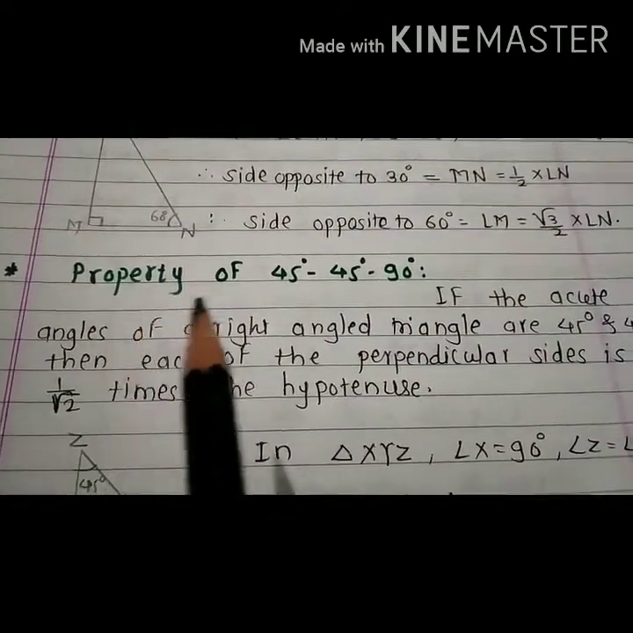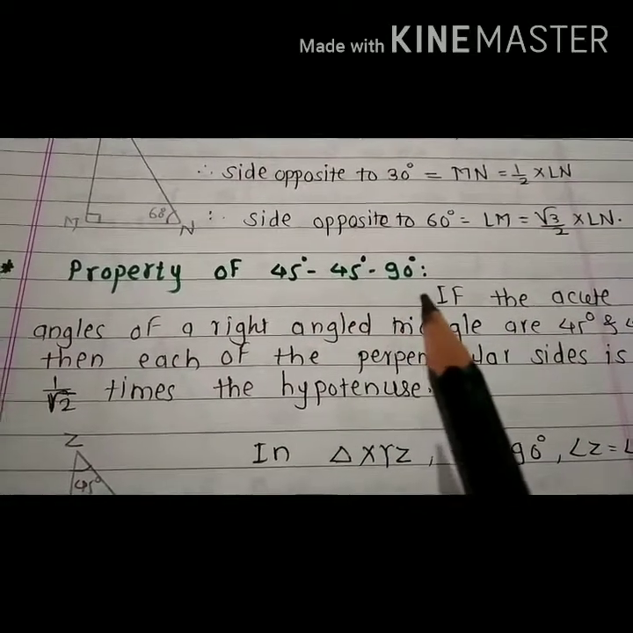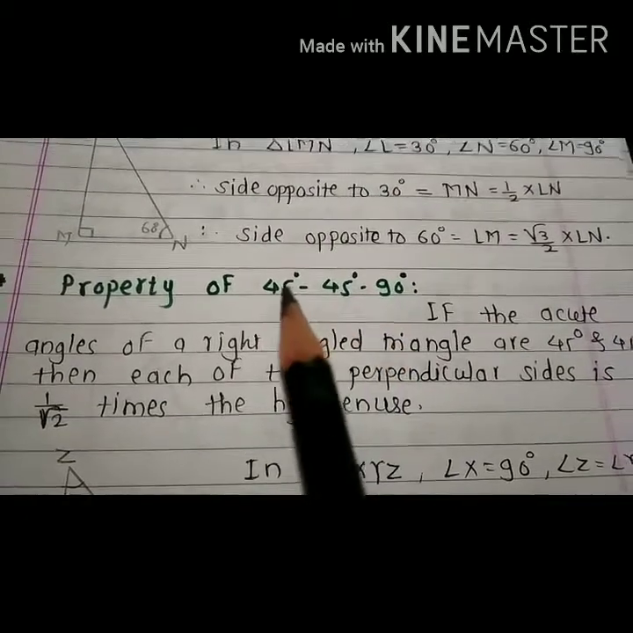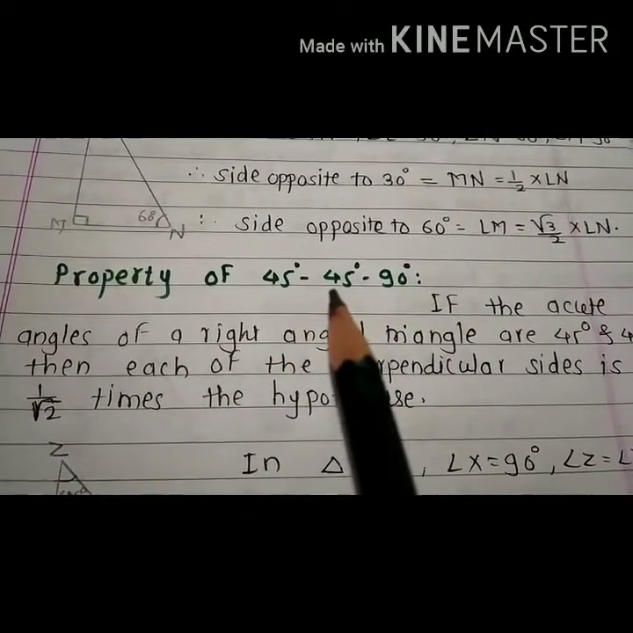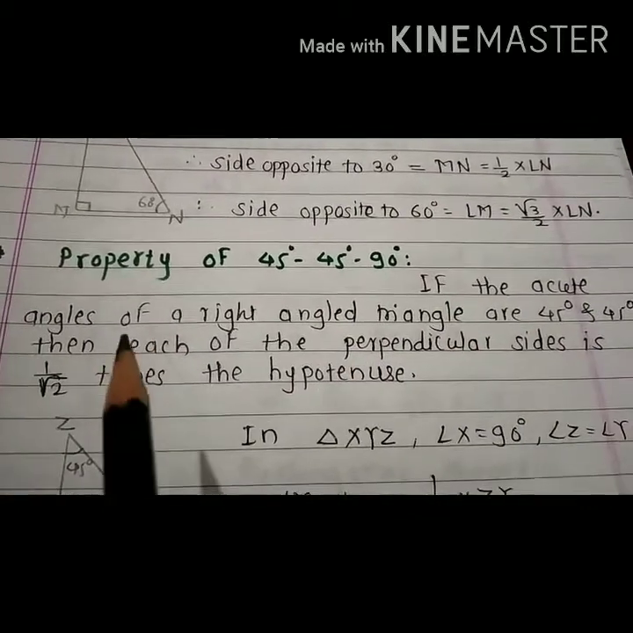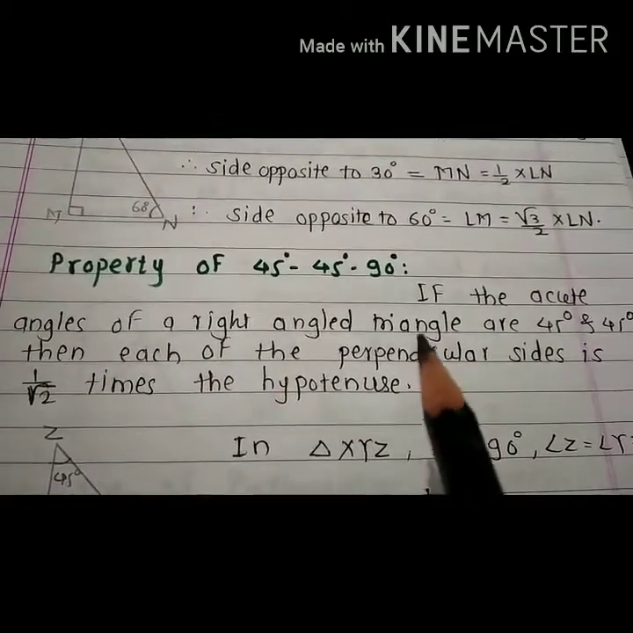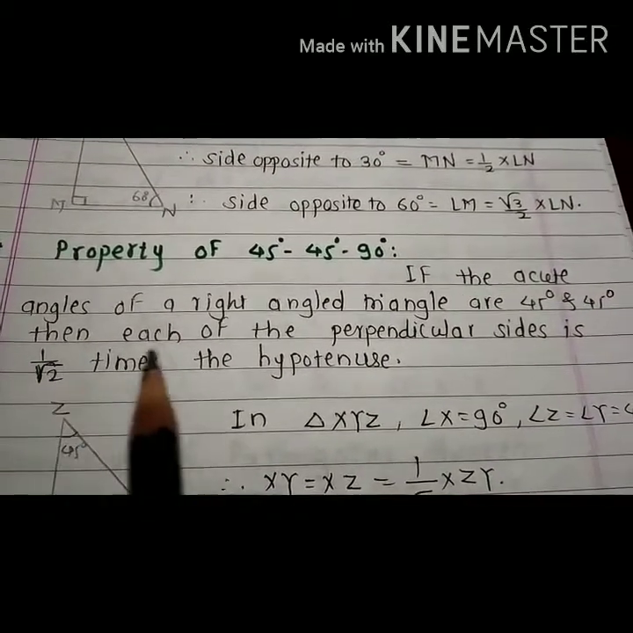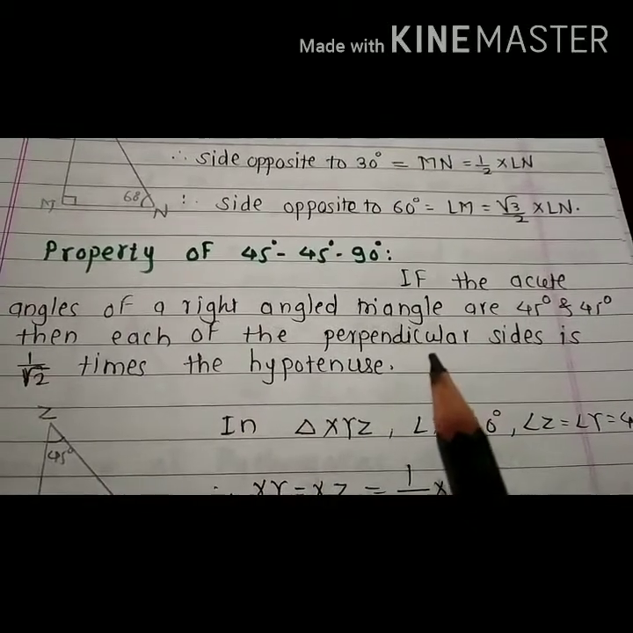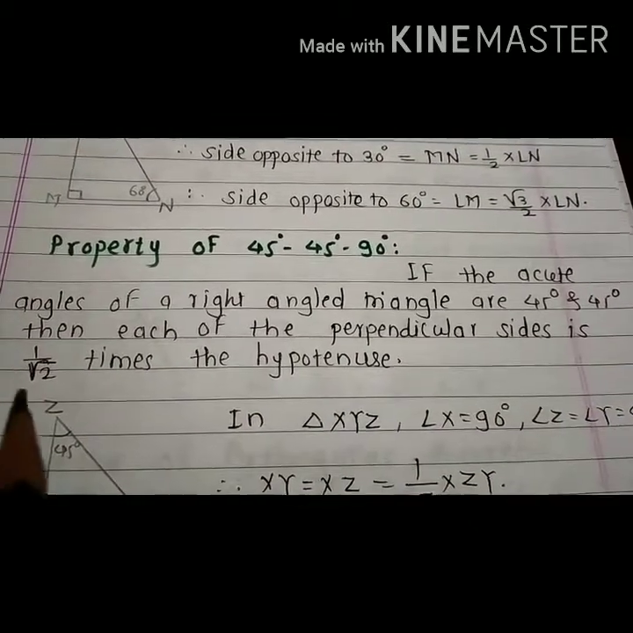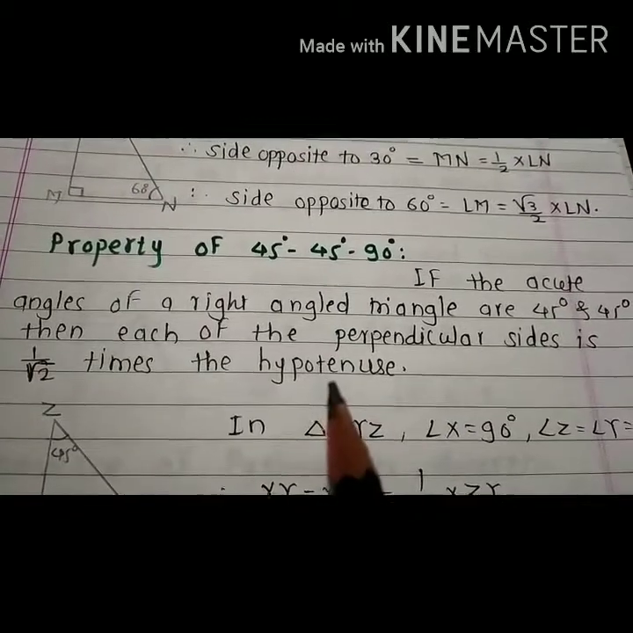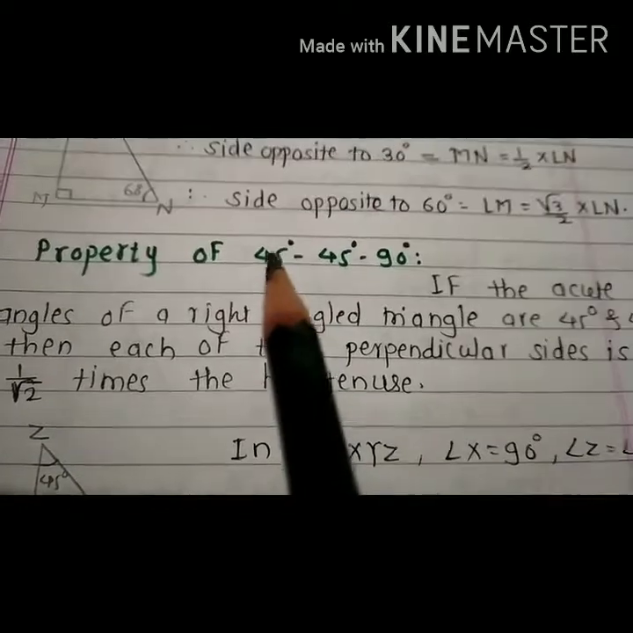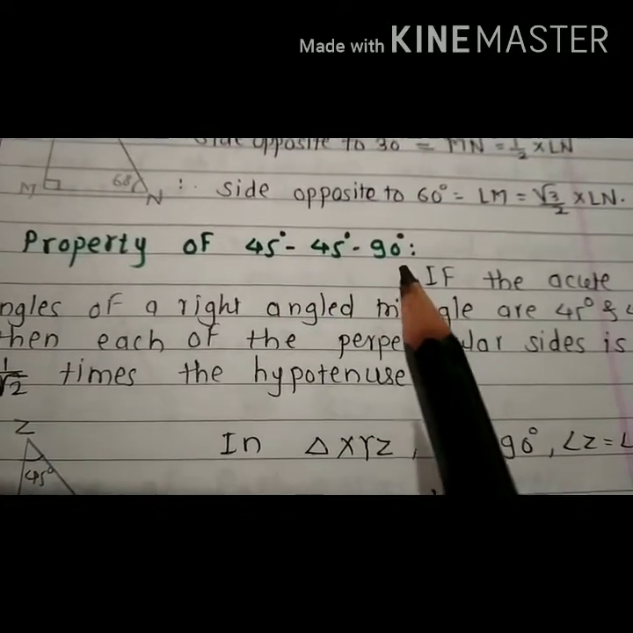Next, property of 45, 45, 90 triangle. Means the acute angles of the right angle triangle are 45 and 45 degrees. If the acute angles of the right angled triangle are 45 degrees and 45 degrees, then each of the perpendicular sides is 1 by root 2 times the hypotenuse. Means the measures of the angles of the triangle are 45, 45 and 90 degrees.